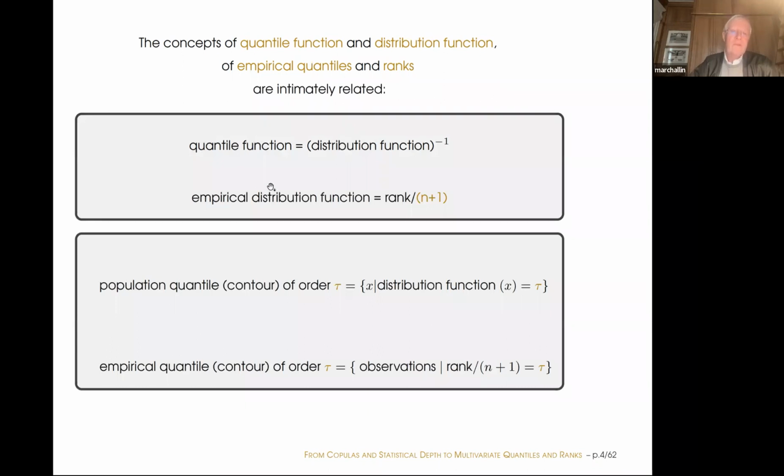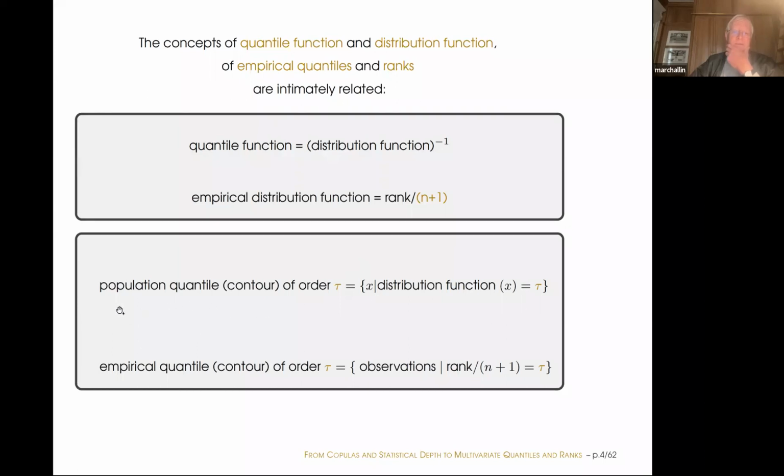So to be precise, I will define quantile. I will insist on the fact that the quantile function should be the inverse of a distribution function, and the empirical distribution function is a rank, but instead of dividing by n, I always will divide by n plus 1. The reason is that then I'm mapping the observations to the open interval (0, 1), and not to the closed interval.